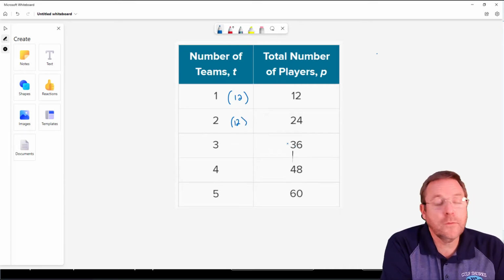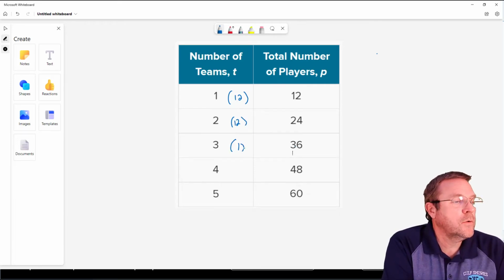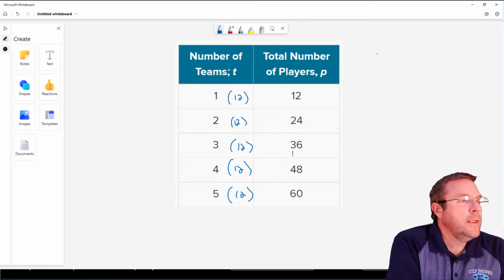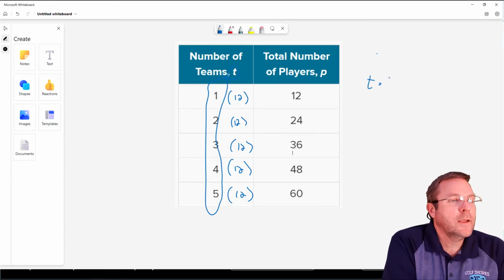3 times what is 36? That's going to be 12 again. 4 times 12 is going to be 48, and 5 times 12 is going to be 60. So my answer, T, is going to be these values right here. So I have T times 12 is equal to my P value, which is right here.